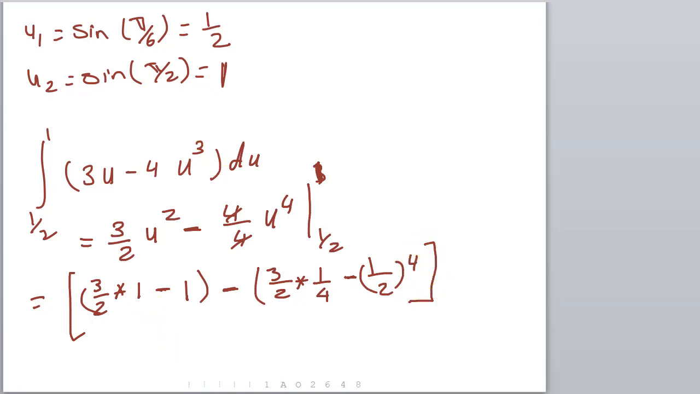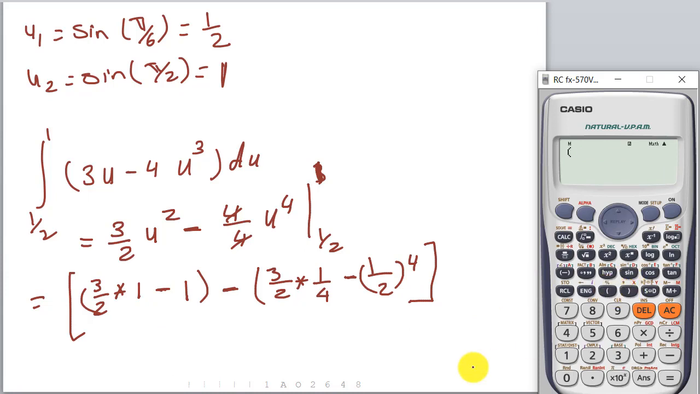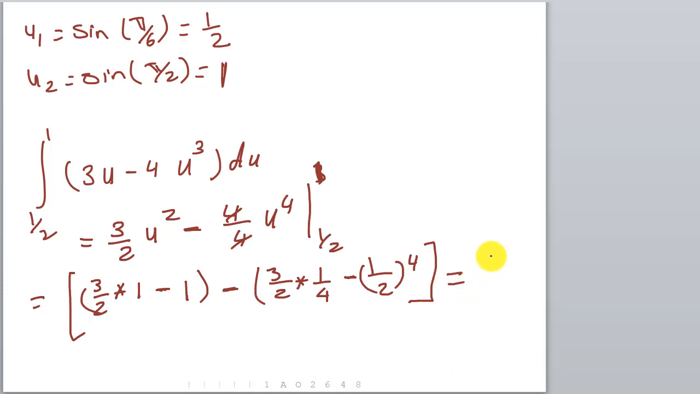So let us now start to find this value. Open the first bracket: 3 divided by 2 minus 1, close the bracket. Minus, open the second one: 3 divided by 2 times 1 divided by 4 minus 1 divided by 2, and the power here 4. And then close the bracket. So 3 over 16. So the final answer of the integration is 3 over 16, and this is the final answer.